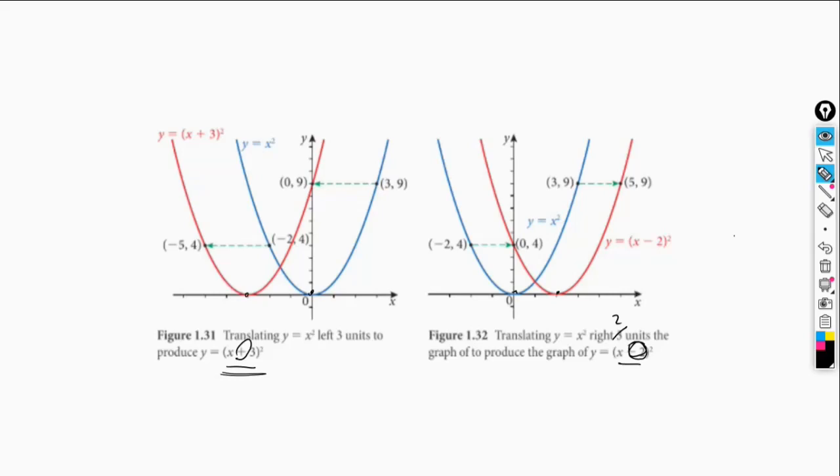So for example, 0, 9 becomes 3, 9. Negative, or backwards actually, 3, 9 becomes 0, 9. Negative 2, 4 becomes negative 5, 4. And same with the graph to the right. So negative 2, 4 becomes 0, 4, and 3, 9 becomes 5, 9.